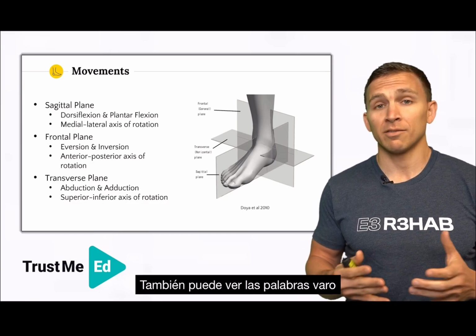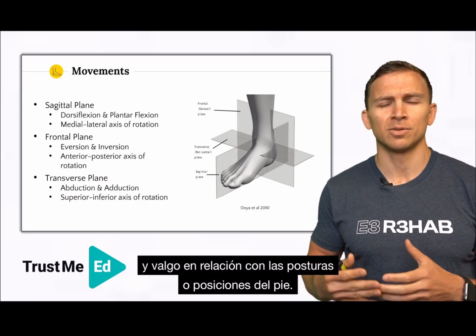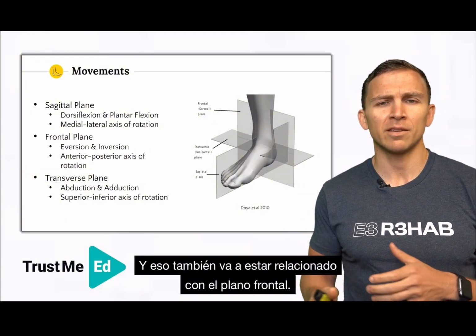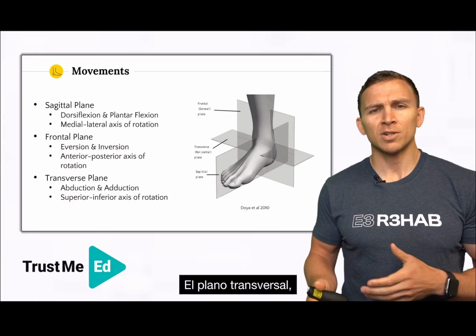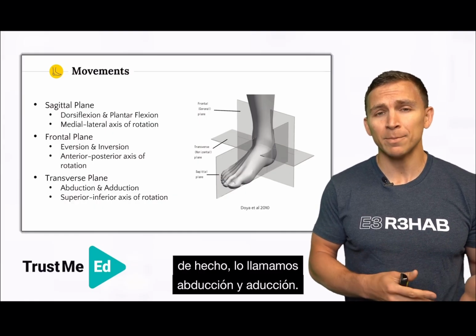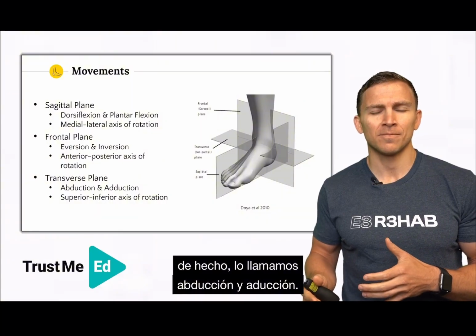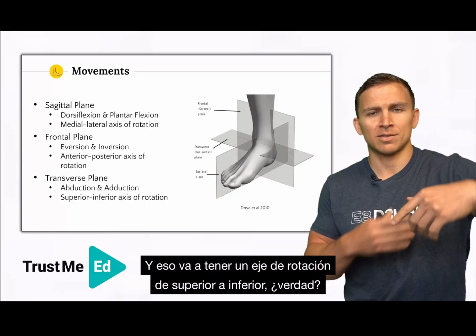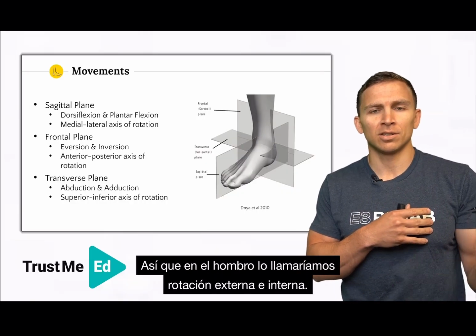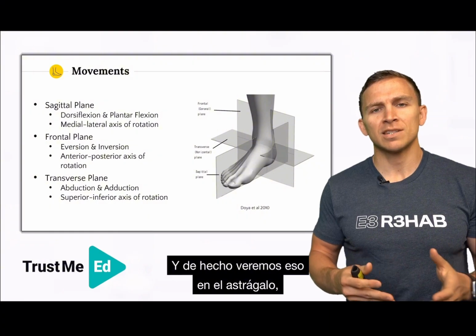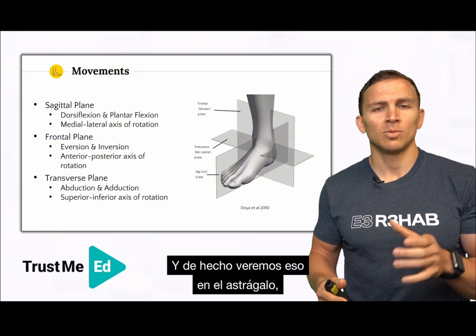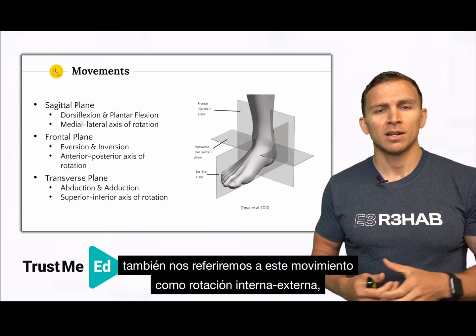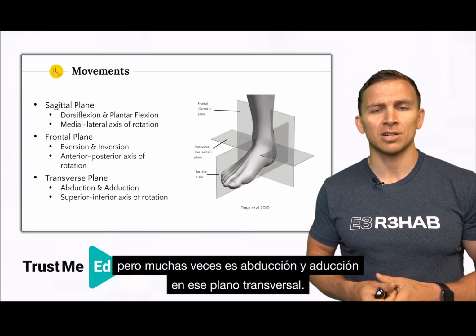You might also see the words varus and valgus as it relates to postures or positions of the foot, and that's also going to be related to the frontal plane. The transverse plane, we're actually calling that abduction and adduction, and that's going to have a superior to inferior axis of rotation, right? So in the shoulder, we would call that external and internal rotation, and we'll actually see that at the talus, we'll also refer to this movement as internal and external rotation, but oftentimes it's abduction and adduction in that transverse plane.